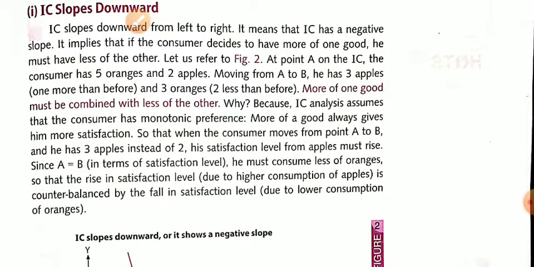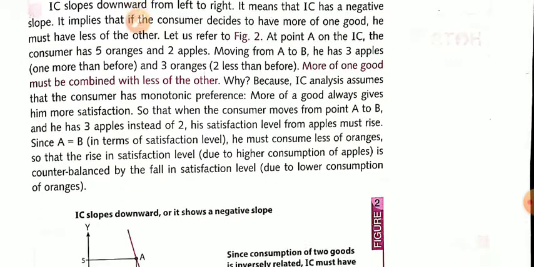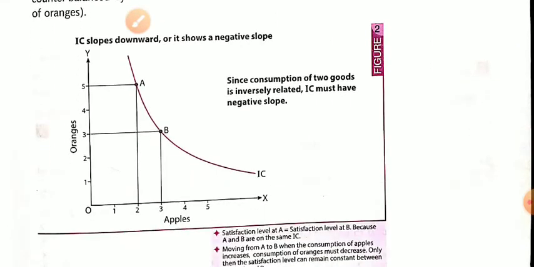Always keep in your mind that the basic reason for the downward slope of the indifference curve is monotonic preferences, that more of a good always gives more satisfaction. Monotonic preference means that more of a good always gives the consumer more satisfaction, so when the consumer moves from point A to point B in our curve, his satisfaction level for apple must rise. Okay, dear student, that's why it is downward sloping.